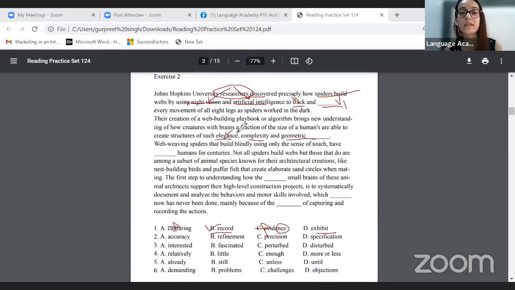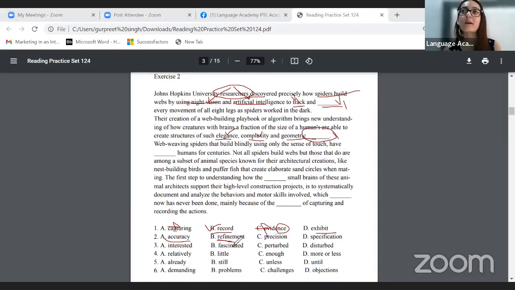So elegance is a noun, complexity is a noun. We need the third word also a noun, and that should be geometric something. Some of you have written accuracy. When we say this answer is accurate, accurate means correct. Inaccurate means incorrect. Refinement cannot be used with geometric, because geometric is used with angles, like 50 degrees, 60 degrees, that is geometry. Lines, how straight are the lines, that is geometry.